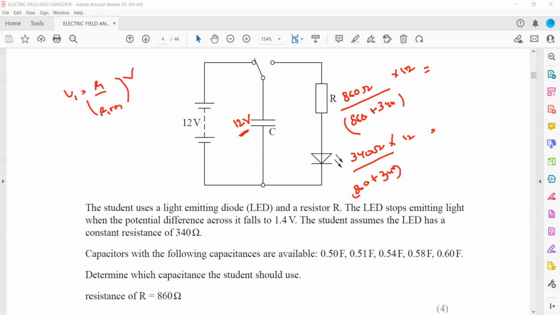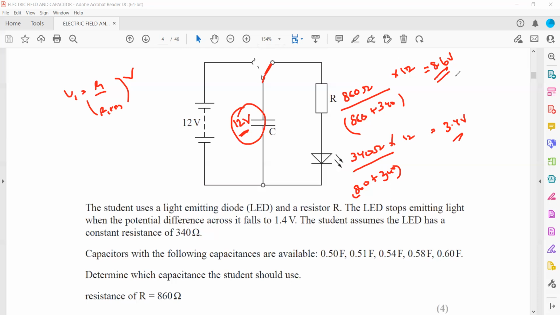So this 12 will cancel with the 1200, leaving 100, so this will be 3.4. This is 3.4, and this will be 8.6. This means when we change the position of the two-way switch and the capacitor starts to discharge, the starting voltage will be 8.6 for the fixed resistor, and the starting voltage will be 3.4 for the LED. And then what will happen? Because the voltage across the capacitor starts to decrease, the total voltage across the fixed resistor and the light emitting diode will also decrease.